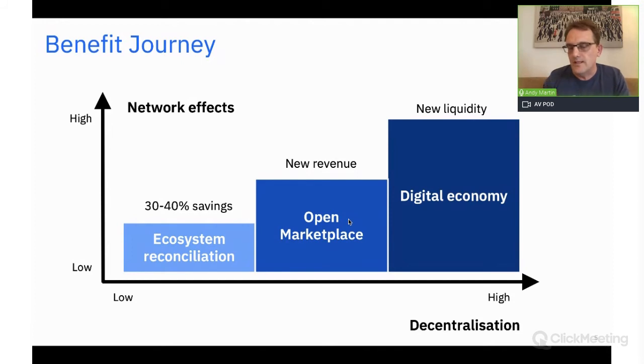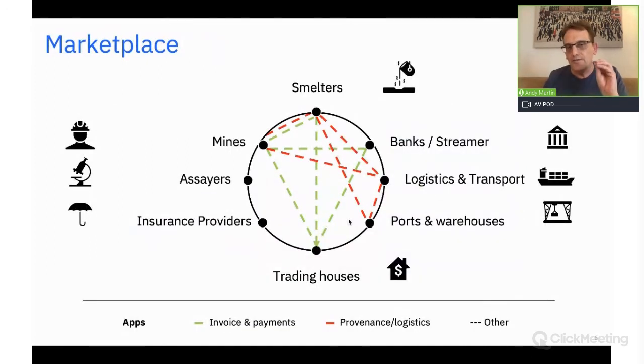So what might that marketplace look like? Well, we're going to have to, first of all, decide who are the folks that we need to be recruiting into our marketplace. So we might need the mine, the smelter, the bank, the insurance provider, the trading house. Who are the folks that we need? And then the use cases or the applications that we can support will be a function of who we have in the room. So maybe we start with a post-trade use case, invoice and payments. So I need all the folks in green, so I can support that use case.